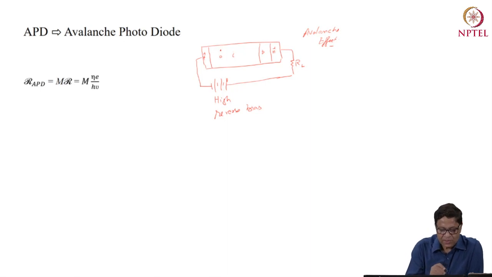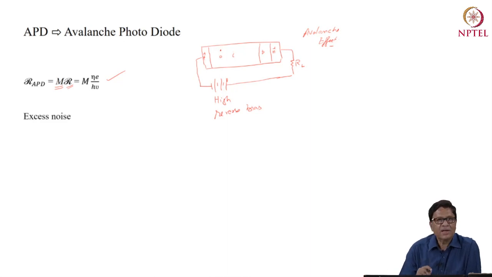And if you see the responsivity of such a diode, it gets multiplied by a factor M, which is M R, where R is the responsivity if there was no avalanche effect. So this M is the gain which you get, and putting the value of R, the responsivity which you had calculated as efficiency into E by h nu, multiplied by M. So that becomes the responsivity of the APD. There is a gain of M here.